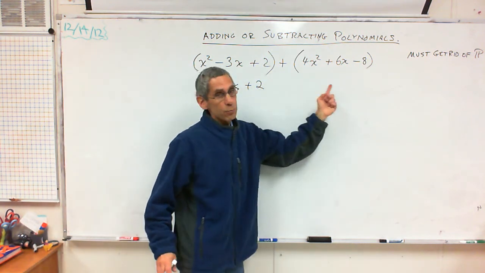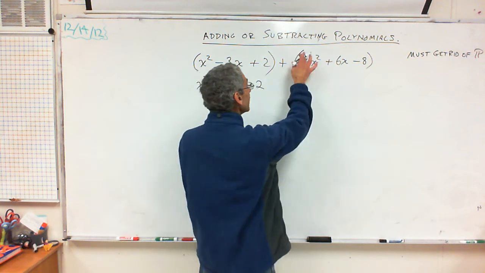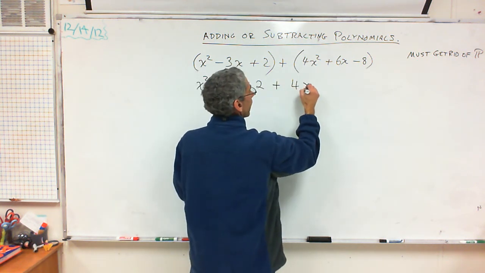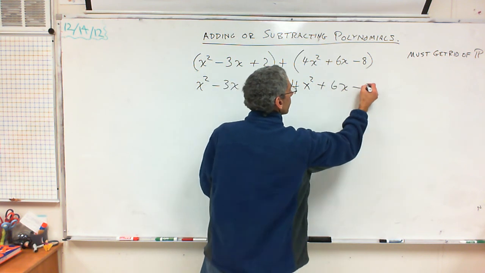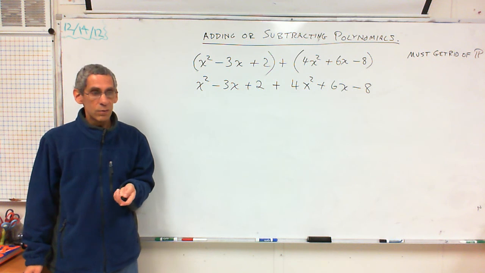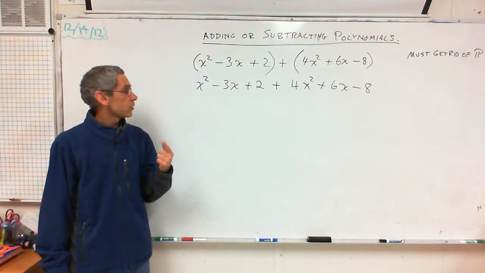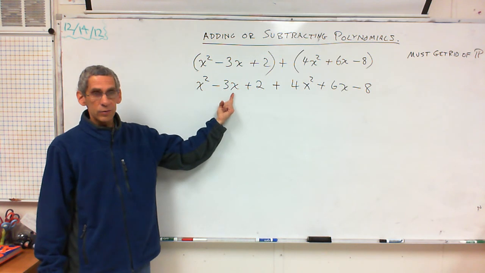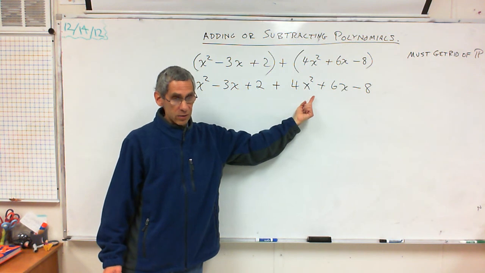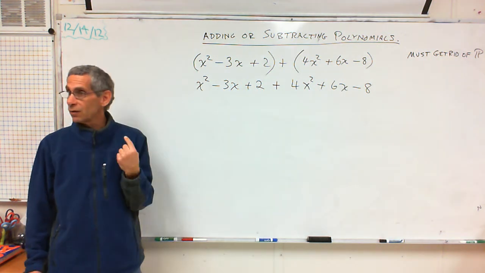Now, do I need these parentheses? No. Why? Because there's a positive sign there. So I'm just going to put the plus sign and write all this: 4x squared plus 6x minus 8. Now, am I done? No. What do I have to do? Add like terms. So what are like terms? Are x squared and minus 3x like terms? No. Are x squared and 4x squared like terms? Yes, because they have the same variable and the same exponent. That's the only way they're like terms.